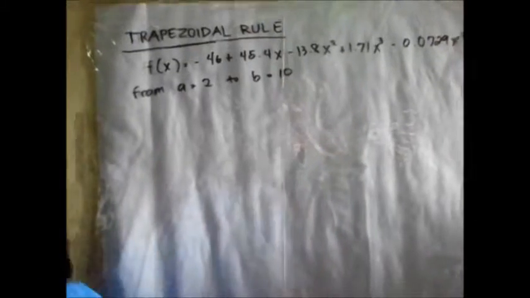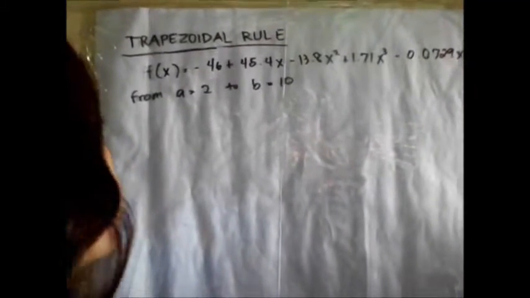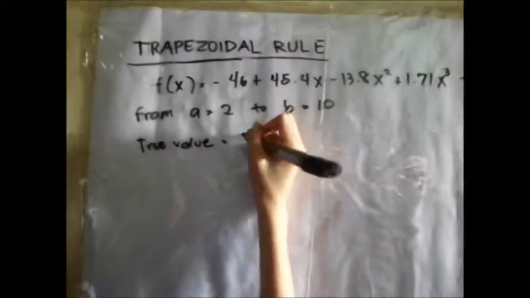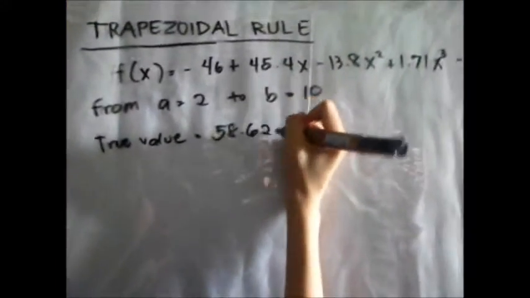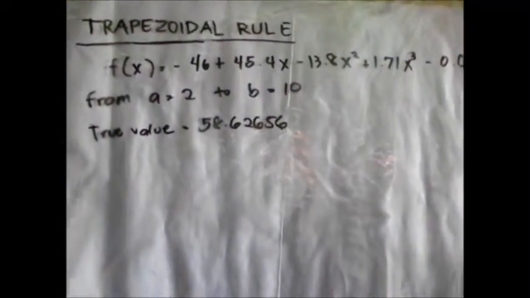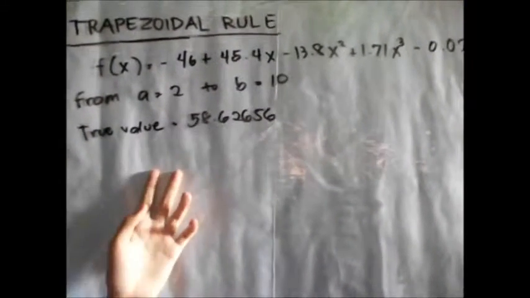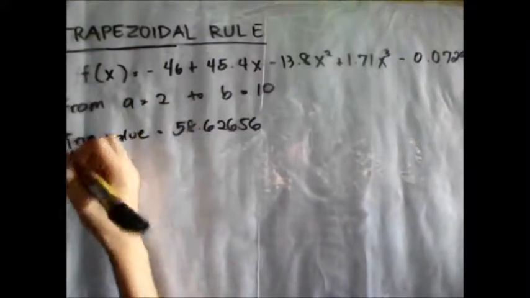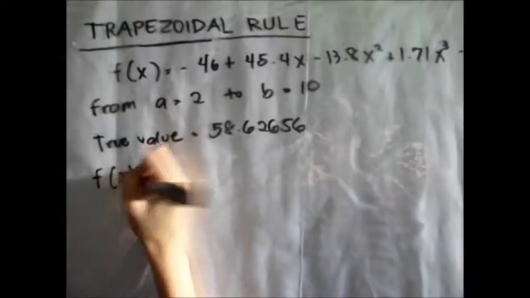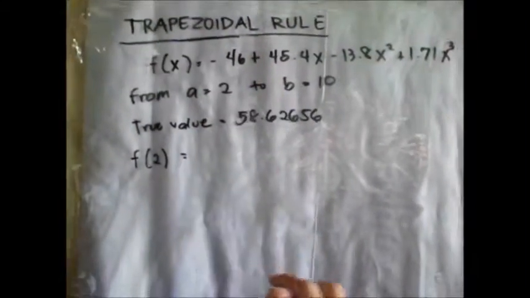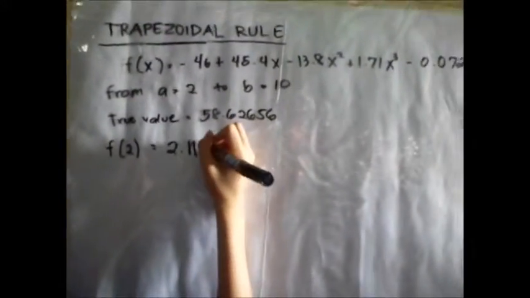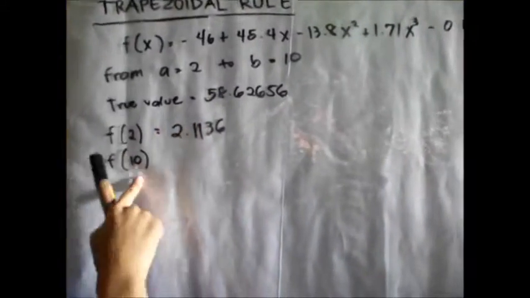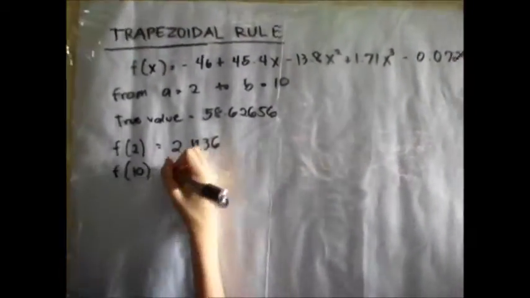By integrating this function, we arrive at the true value of 58.62656. So in this method, we can see if it is closer to the true value or not. First, we find f of 2 by substituting the value of 2 into this function, and we get 2.1136. For the second limit, we have f of 10. Again, substitute the value of 10 into this function. Therefore, we have the value of 9.